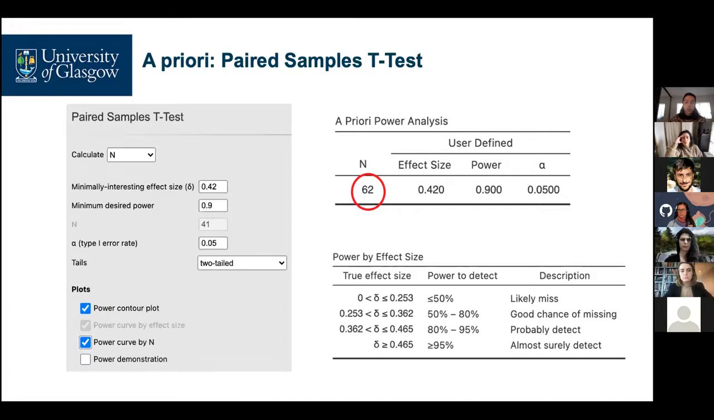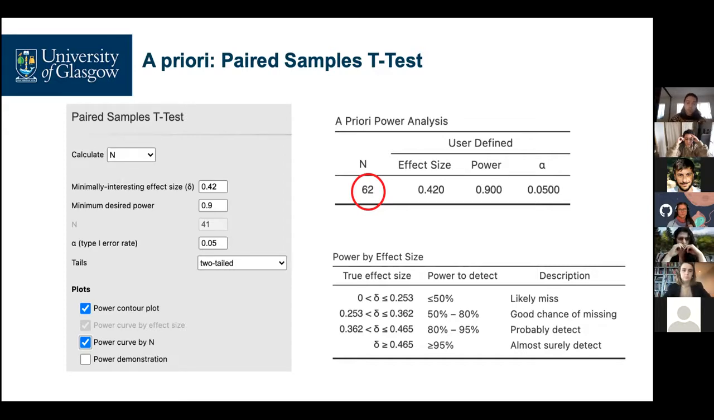Now we're going to switch to two conditions. So in the menu at the top, instead of independent samples t-test, we want paired samples t-test. Menu options are going to look very similar, but because we have two conditions, it's slightly simplified because there are fewer parameters to enter. So we're going to start with a priori again. So how many participants do we need for a given effect size?